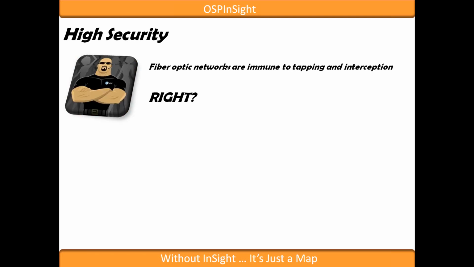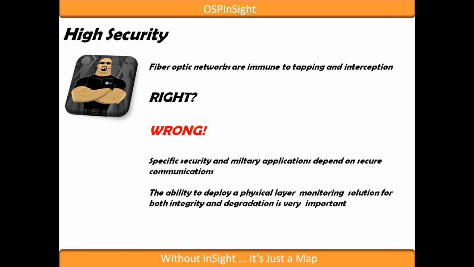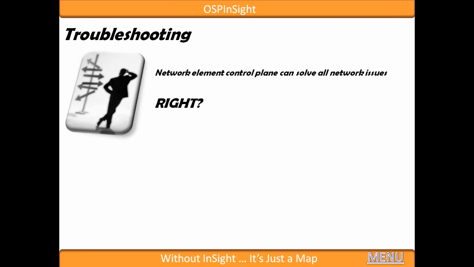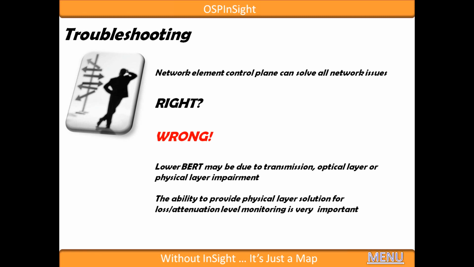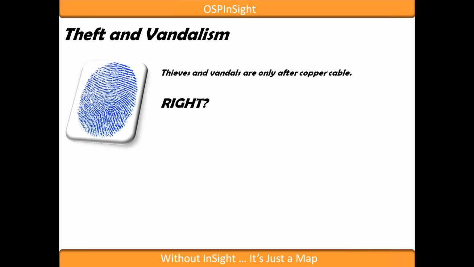Let's look at high security. Fiber optic networks are immune to tapping and interception, right? Wrong. Specific security and military applications depend on secure communication. So again, the ability to monitor the physical layer is important. I think everybody gets the concept here. Network element control plane can solve all network issues. Is that right? Of course not. It's wrong. Low BERT may be due to transmission, optical layer, or physical layer impairment. Again, the need to be able to monitor.